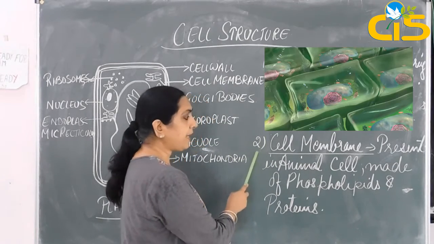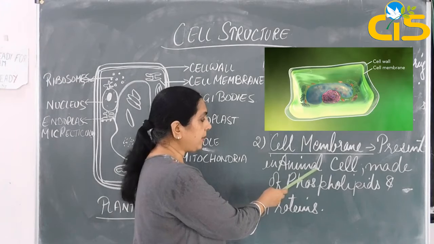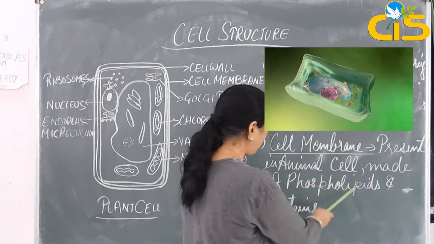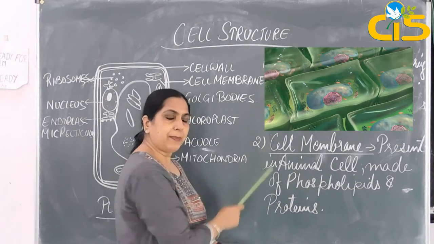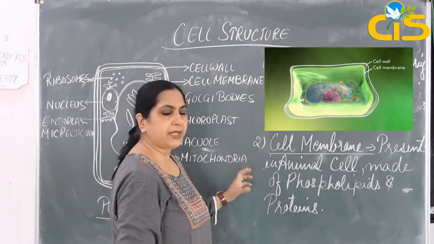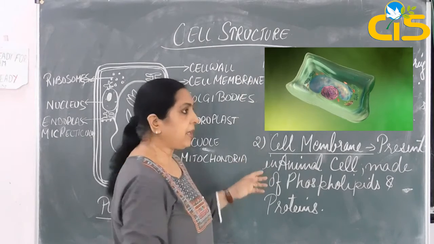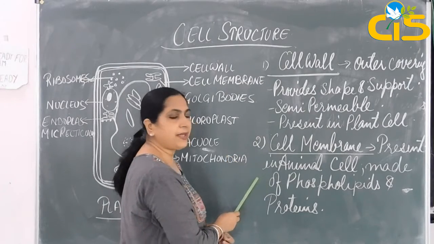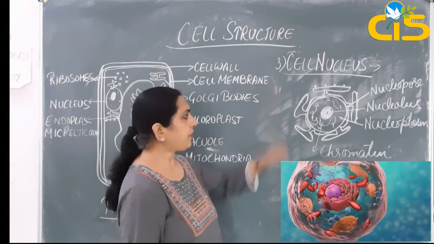Now the second is the cell membrane. It is present only in animal cells, and it is basically made of phospholipids and proteins. Both the cell wall and the cell membrane provide shape and a particular bonding to the cell. That is, all the material of the cell stays intact inside the cell wall or the cell membrane. You should remember that the cell wall is present only in plant cells and the cell membrane is present only in animal cells.